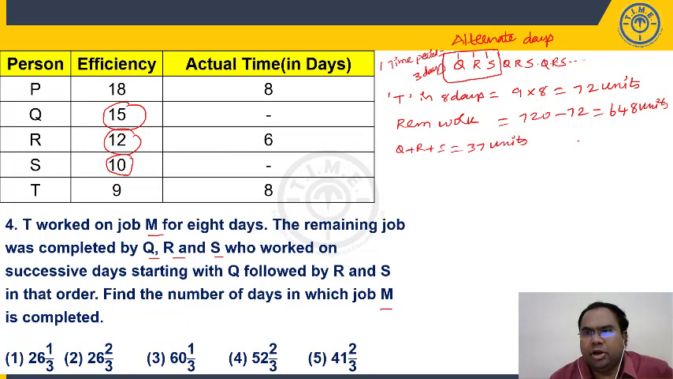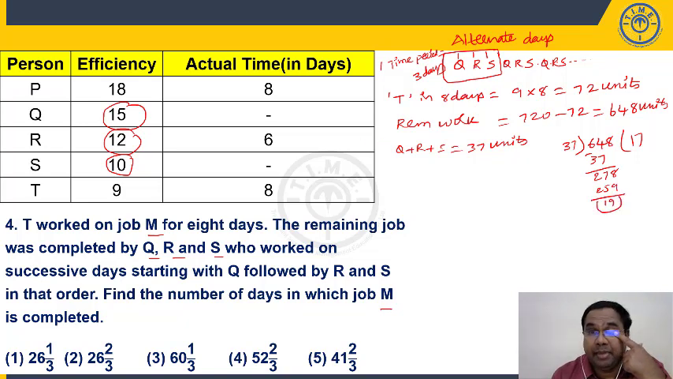They have to complete how many units? 648 units. So 648 units by 37. How many times does 37 go at maximum? 17 times. 37 ones, 37. 37 sevens, how much? 259. 19 is remaining.